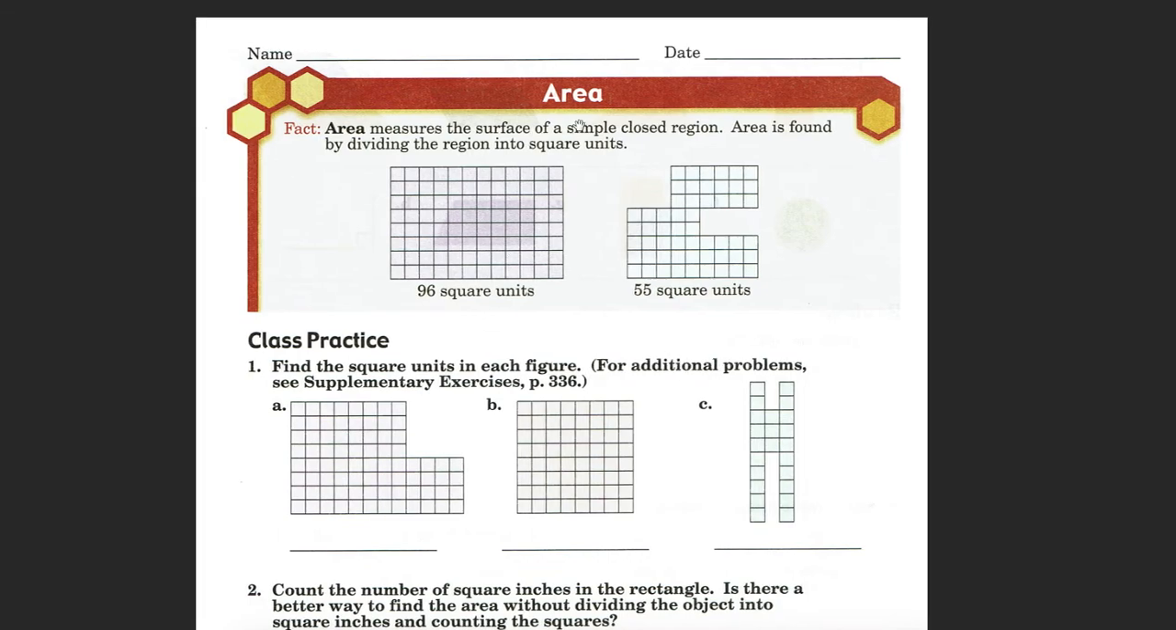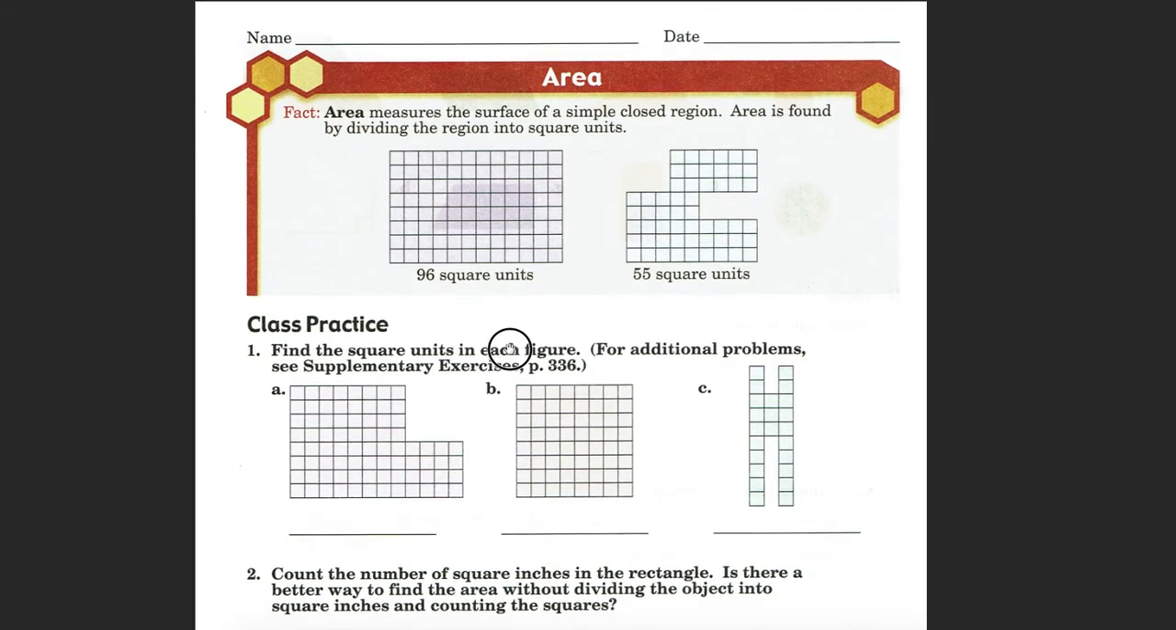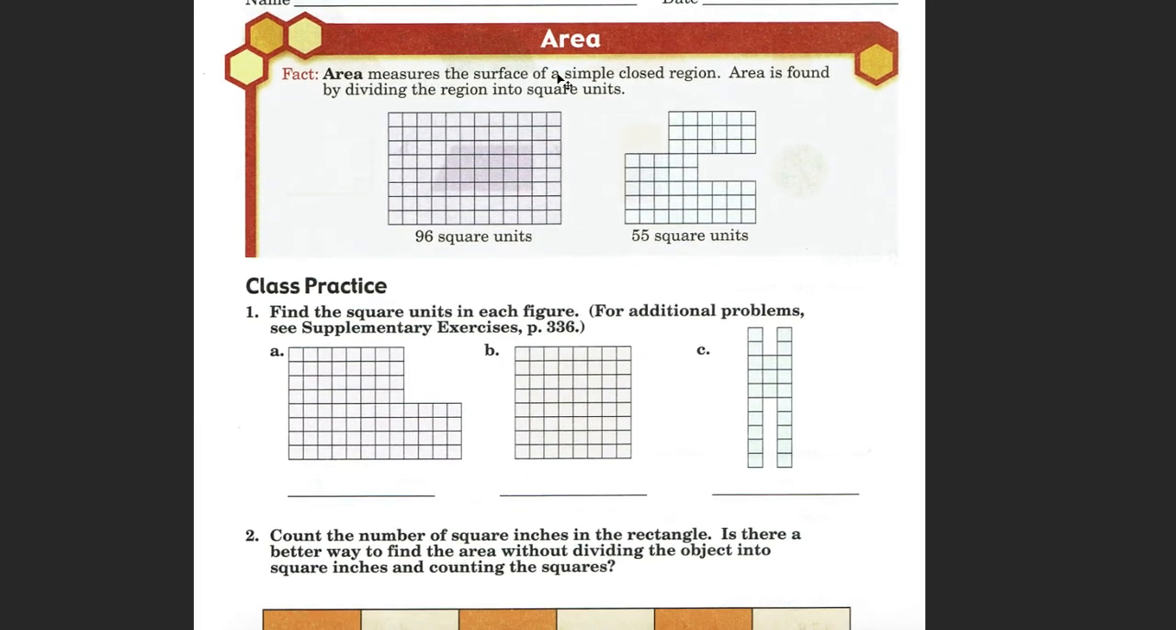So the first one is just a summary of what we just learned about area. It's pretty much measuring the surface of a simple closed region, right? So area measures this whole entire surface of the shape, not just the outside border. Remember, perimeter measures just the outside of the shape, and area is the whole surface, the whole inside of the shape too.